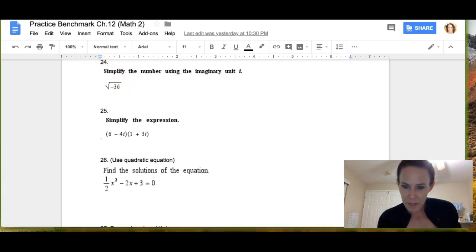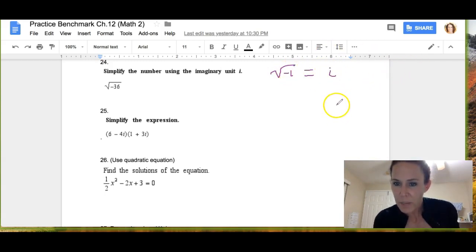Let's do this. We need to simplify the number using the imaginary unit i. Remember, the square root of -1 is the imaginary unit. It is i. Just a real quick note on that. Why is this an imaginary number? That is because the square root undoes the square. So let's take the number 2, for example. If we square 2, we get 4. And to undo that, we square root 4, we get back to 2.